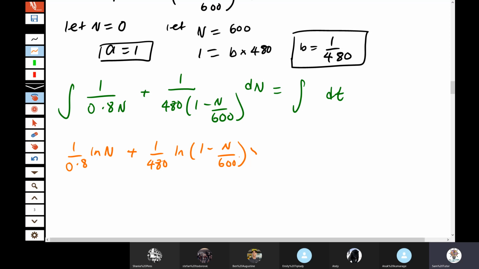Let me think for a second. I'm getting myself confused. Log 2x is half log 2x. Yeah, there we go. So times by the reciprocal of the derivative of the inside. Right. What's the derivative of the inside? Negative 1 over 600. So it's going to be times by 1 over negative 1 over 600. Just to do that slowly. Are we okay with that bit? Sure? Okay, equals t plus C.